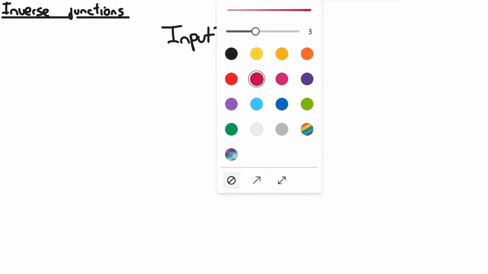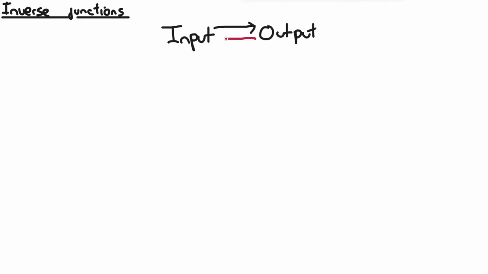Now let's move on to inverses. So a normal function converts an input into an output. An inverse does the opposite. It converts the output into the input. So how do we find an inverse? Well, let's say that we had a function f of x, and let's say that f of x was equal to 5x minus 4, and we wanted to find the inverse of this function.